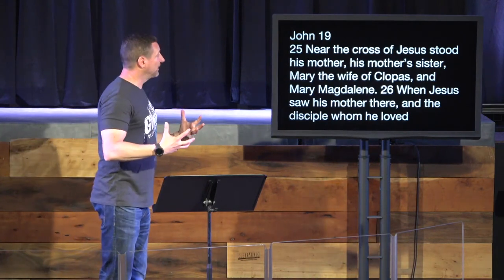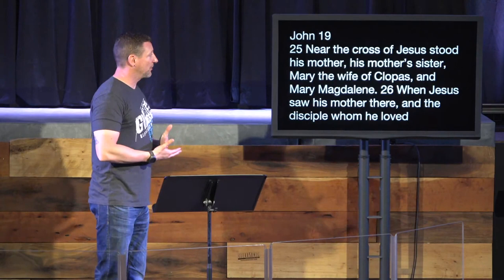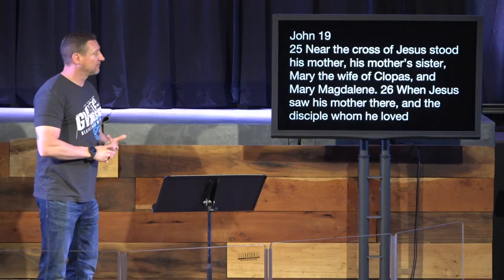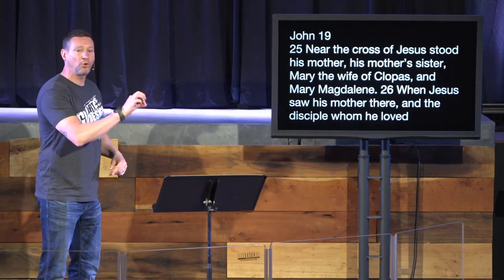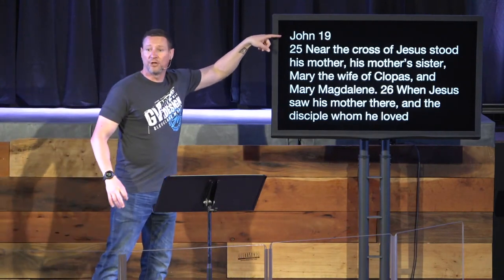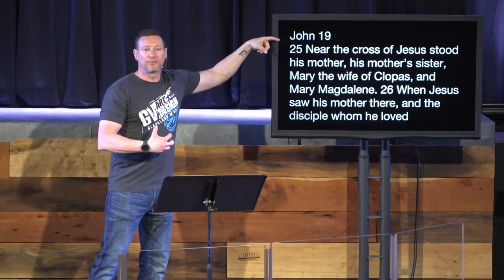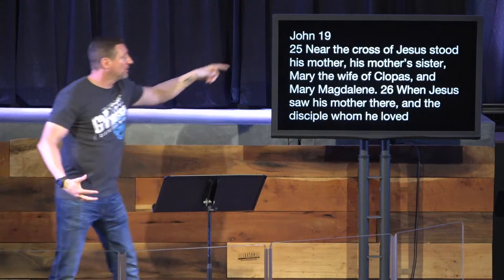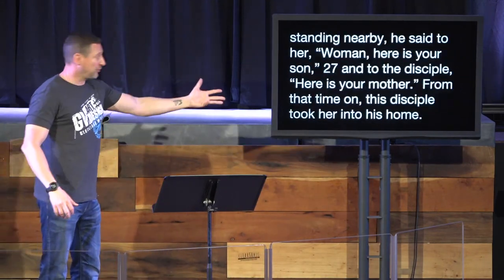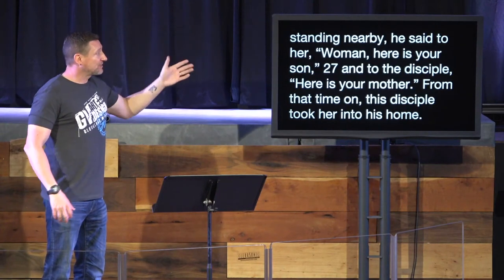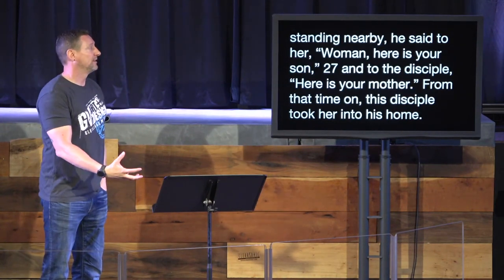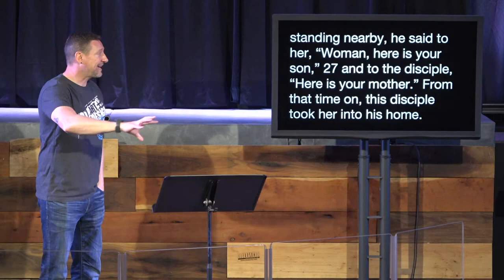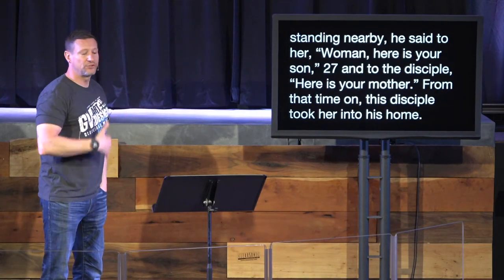Jesus is on the cross in the scene, and it says, near the cross of Jesus stood his mother, his mother's sister, Mary, the wife of Clopas, and Mary Magdalene. When Jesus saw his mother there and the disciple whom he loved. Now that's John, who wrote this gospel, one of the 12 disciples. That's his way to refer to himself in the later part of the gospel. He keeps referring to himself as the disciple whom Jesus loved, which is pretty cool. So there was Jesus' mother, and next to him was John, standing nearby. Jesus said to her, woman, here is your son. And to the disciple, John, who's writing this, here is your mother. From that time on, this disciple took her into his home.